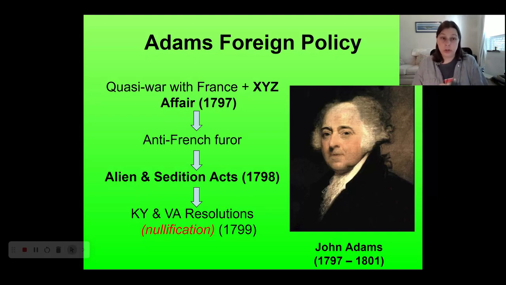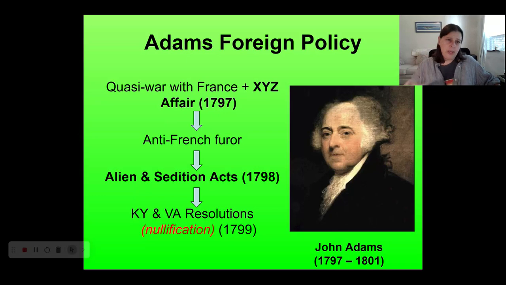And what they assert is that the states of Kentucky and Virginia are not going to follow these federal laws. They were passed by Congress, but we, the states of Kentucky and Virginia, say that they're unconstitutional and we're just not going to do them. You can't make us. This is called nullification. It's a theory that asserts state supremacy over the federal government. States can basically veto federal law if they think it's unconstitutional. Not really something that we have a lot of agreement on whether that's true or not.